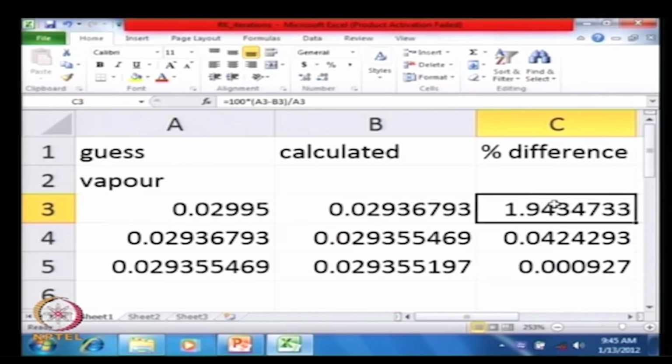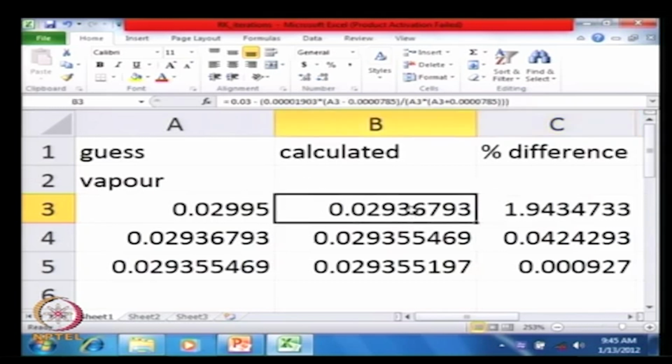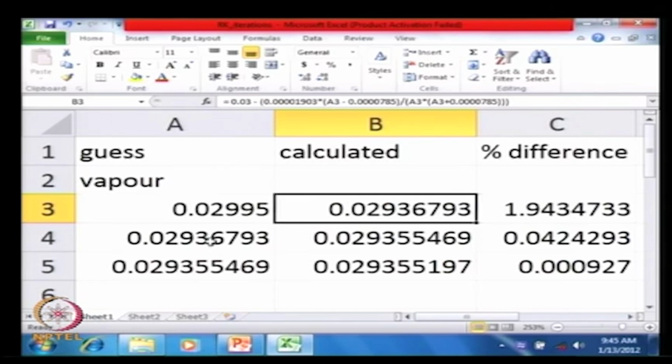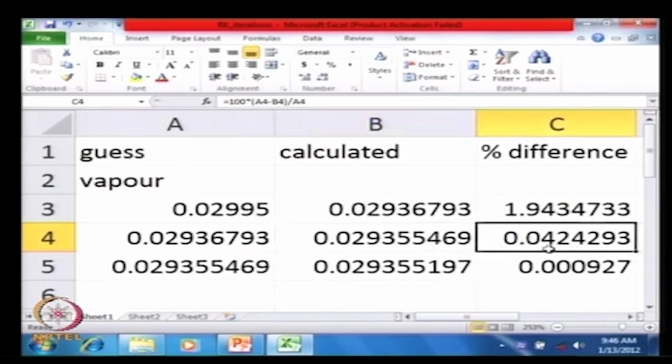Let us go further and improve the accuracy of our value, and also this helps to demonstrate how to do the iterations. Now let us assume that this is not an acceptable percentage. Let us say that we are looking for a percentage which is less than 10 power minus 3, which is a good value. So we take the calculated value, put it into the guessed value, and calculate the value again using the same equation. Now you find that the guessed value was 0.02936 and so on, and the calculated value turns out to be 0.029355 and so on.